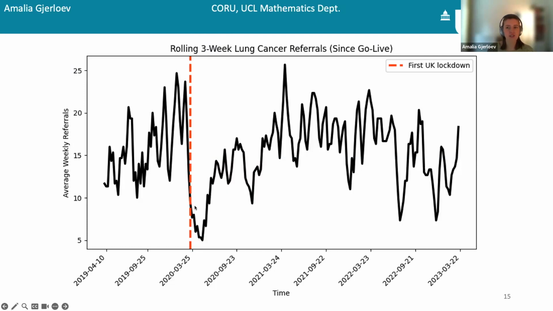And then at the first UK lockdown, coincidentally, there is a huge decrease in the average weekly referrals. And of course, that's because patients weren't going to their doctors, they weren't seeing their GPs. So they were not getting referred for suspected lung cancer. Hospital services in general were focused on other things. And then since that, we've sort of seen it climb back to where it was, again, with loads of variation.